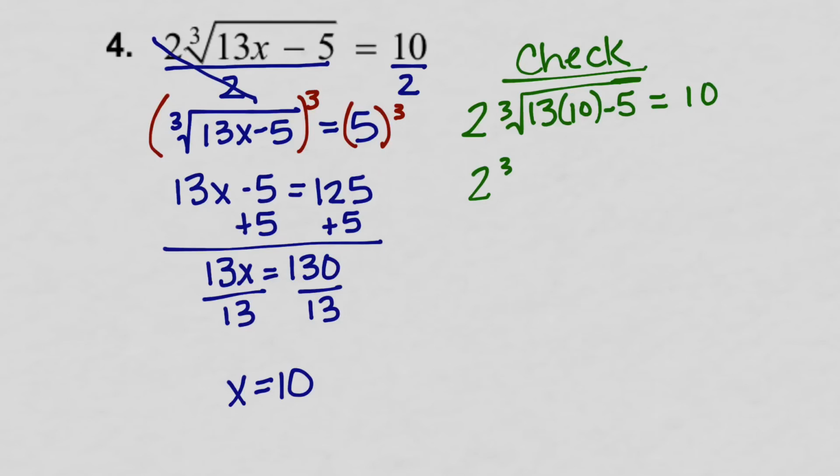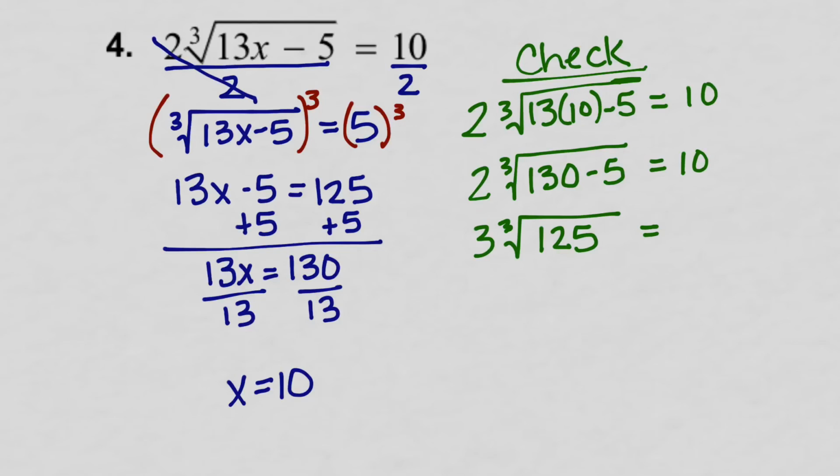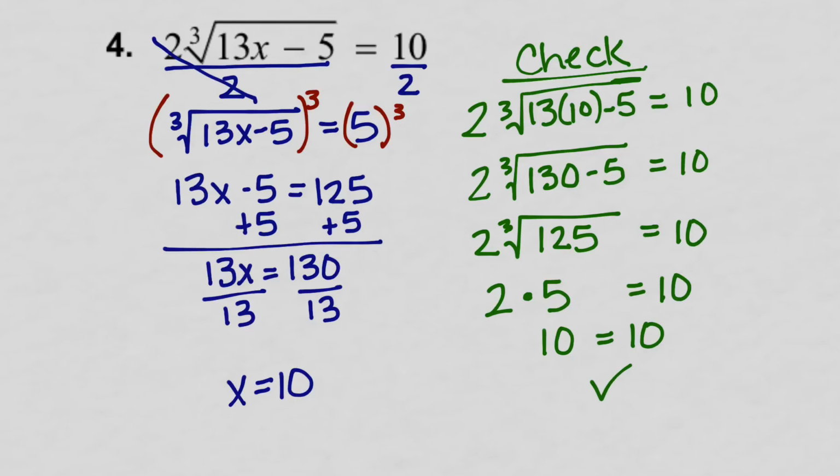Okay, so let's do some simplifying here. I have 13 times 10 is 130. Let's keep simplifying inside that radical. So I get 125. Oh, whoops. I just realized I wrote a 3 there. That's supposed to be a 2. Now I get 2, and the cube root of 125 is 5. So now I have 2 times 5 instead of 2 times the cube root of 125. 2 times 5 is 10. That worked out. And remember, you can also check it using your calculator.